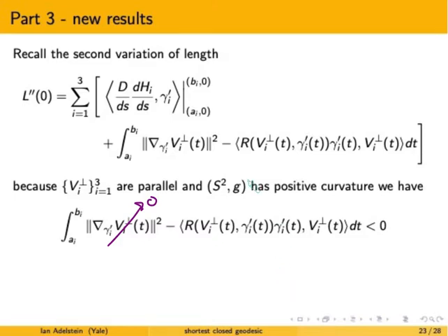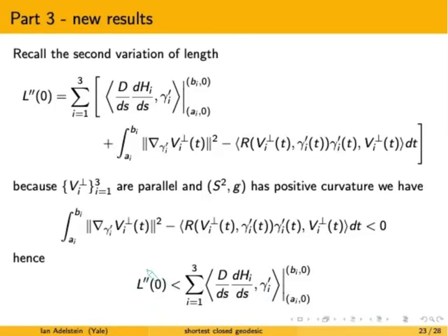And then we use our positive curvature assumption. Here's our curvature term showing up in our second variation. This term will necessarily be positive, and we're subtracting it. So this entire integral term will be negative. We've just shown that this entire integral term is negative, and so we conclude that the second variation is strictly less than the sum of these three inner product terms. So this term here is negative, and so this second variation is less than the sum of this inner product term.